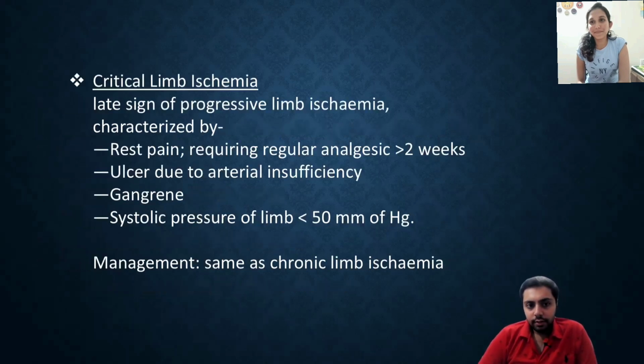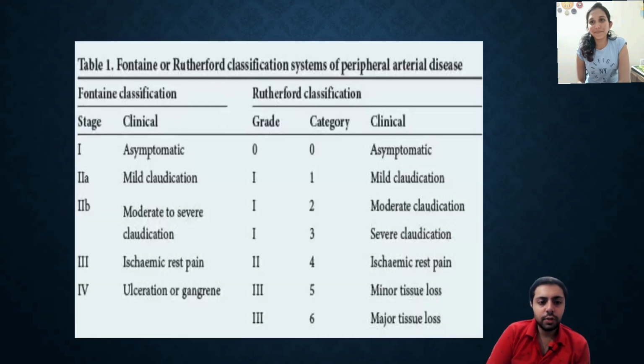Then this is the later stage. We have a late sign that is critical limb ischemia, CLI. So what happens in this? There will be a rest pain which requires analgesia for greater than 2 weeks. Ulcer will be there, gangrene will be there, and systolic pressure of the limb less than 50 mm Hg. These are the features of CLI. Management will be covered, but you have to differentiate between CLI and the normal stage.